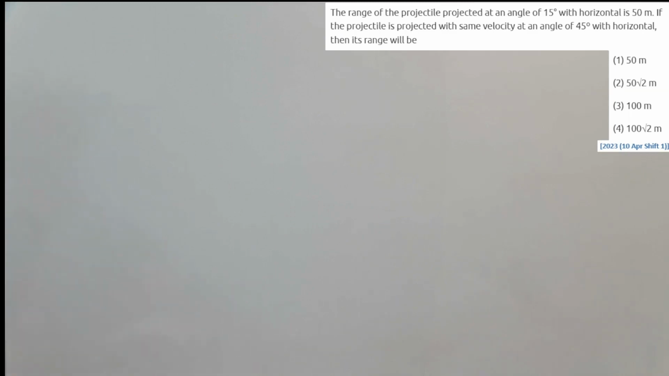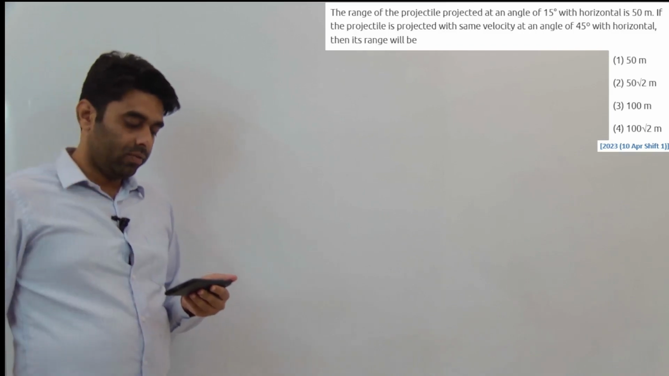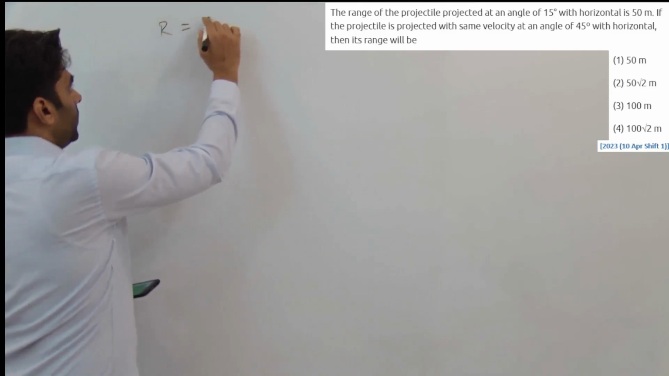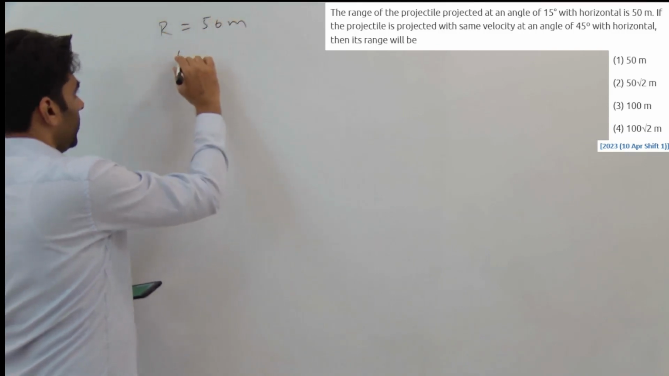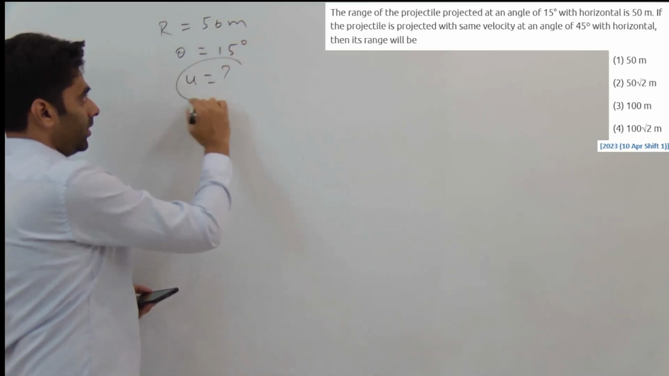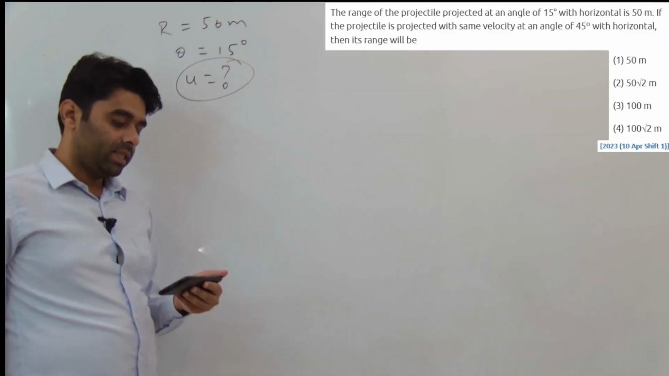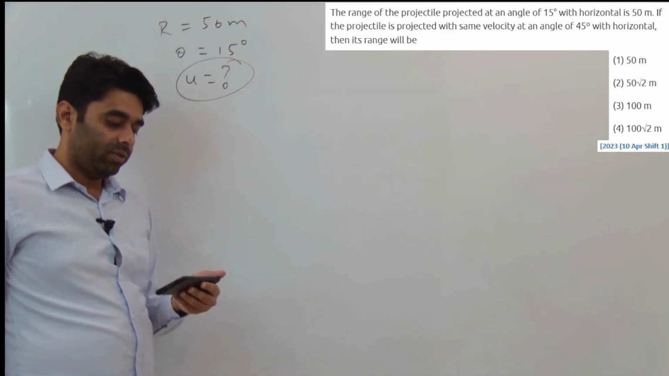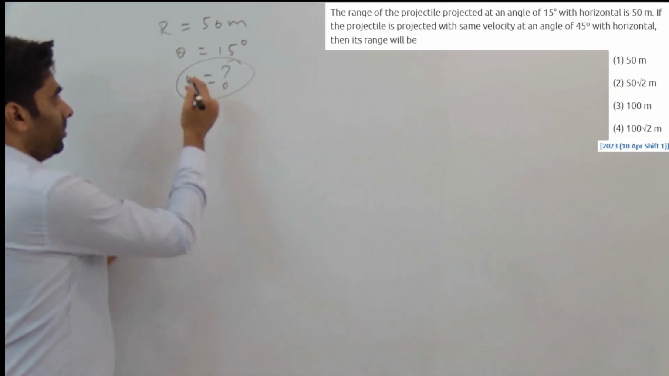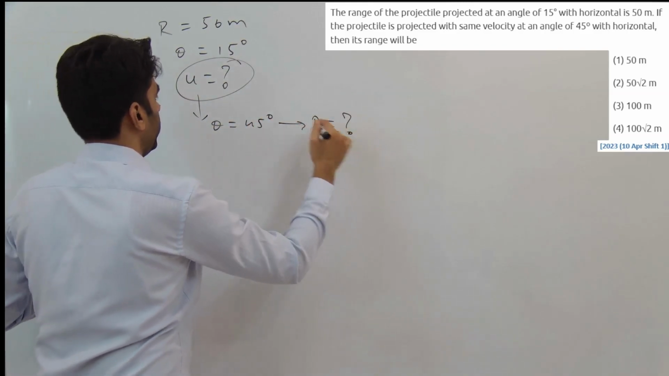So the question says the range of the projectile projected at an angle of 15 degrees with horizontal is 50 meter. Okay, range is 50 meter when theta is 15 degree. Let's consider the speed as u. Next, if the projectile is projected with same velocity at an angle of 45 degree with horizontal, then what is its range? This is a simple question.